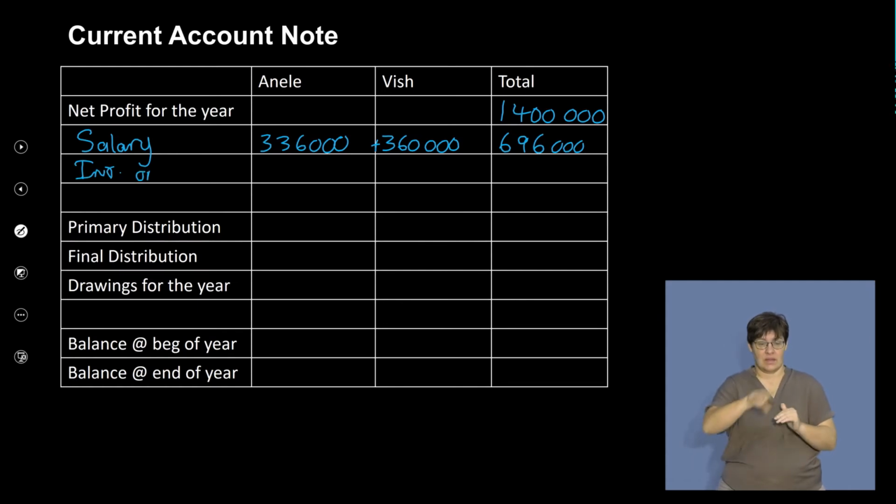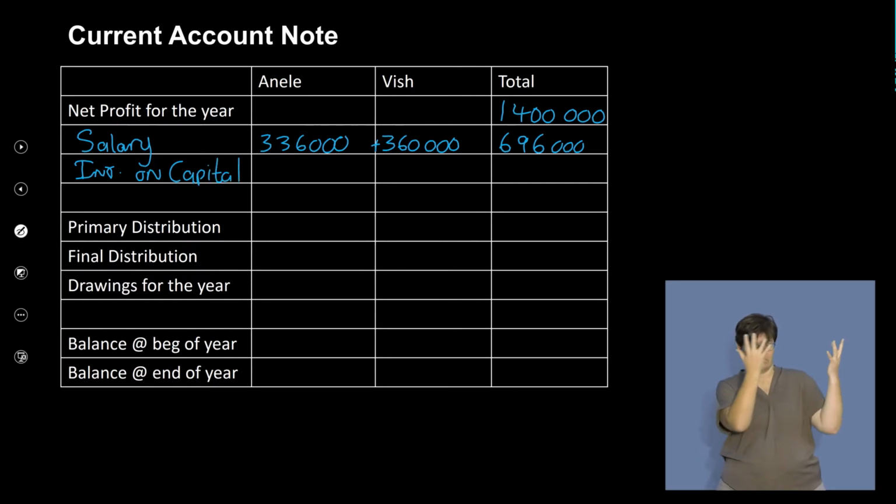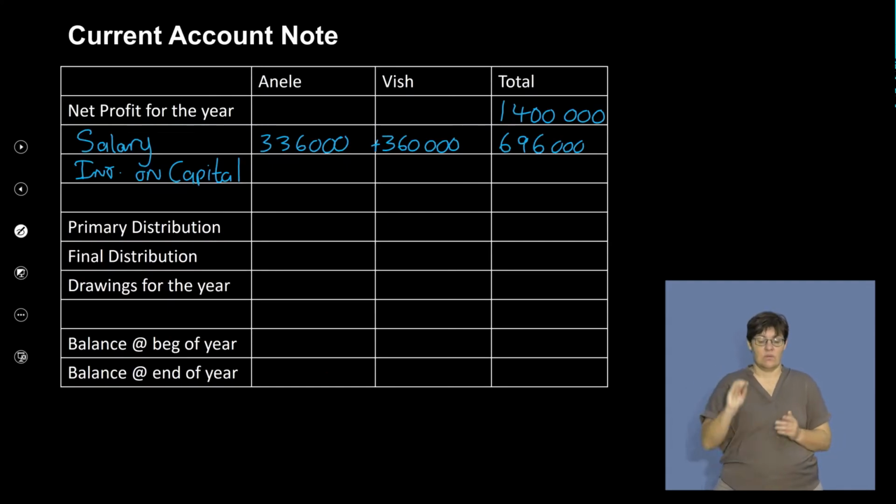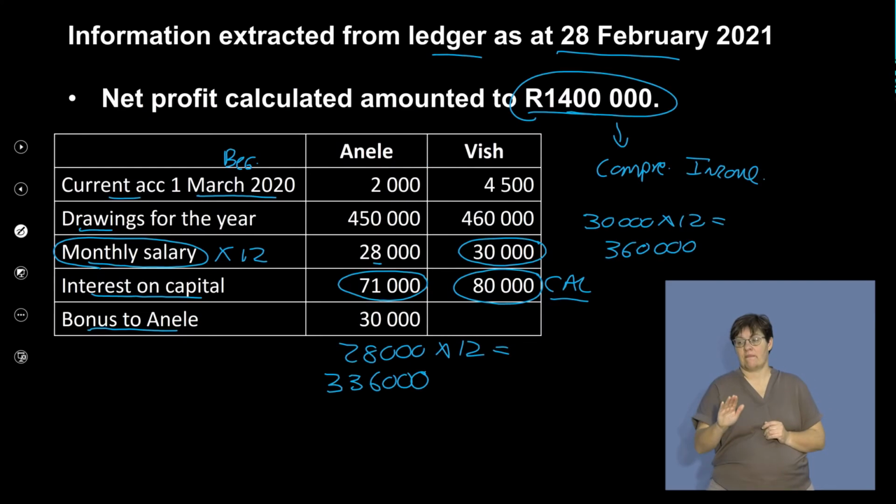Okay, so my interest on capital: remember, normally I would have to calculate interest on capital, but they've been very kind and they've given me the amounts already. So Anele, 71,000, Vish, 80,000. So let's fill that in. 71,000 for Anele, so I don't have to do the calculation, it's given to me. And then partner Vish, an amount of 80,000.